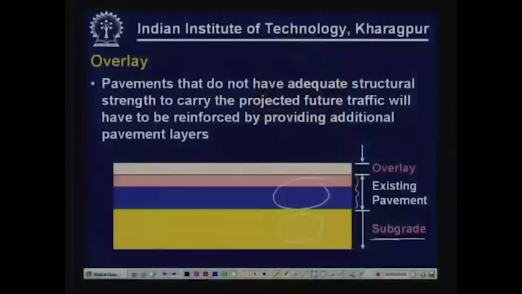We can also assess how many more loads it can carry, that is what we call the remaining life. What is the remaining life of the pavement, we can assess. On that basis, we can say what is the requirement for an additional reinforcing layer. That is what is depicted here. So, in this case, the need for reinforcing was felt. So, the overlay that is provided is depicted here.